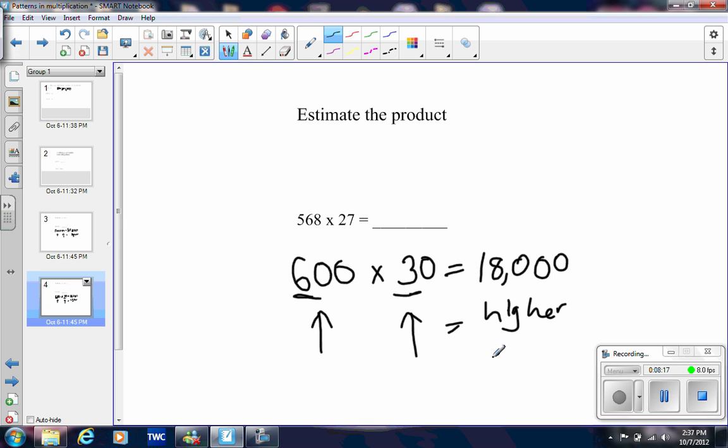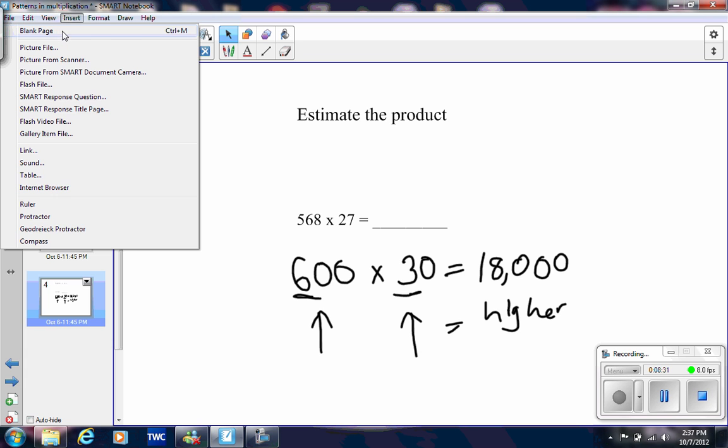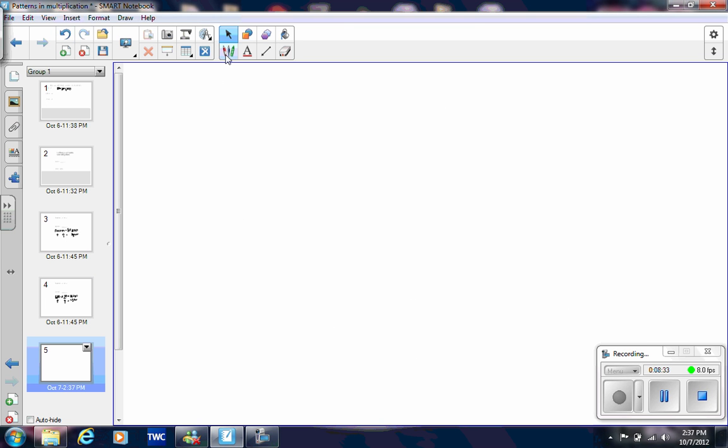Maybe it'd be good for us to do one where we would get one that would be too low. So I can try that. Let me just get a little slide in here. Maybe if we had 30, well, maybe even 300. Let's go 311. Multiply that times 93. See how that goes.